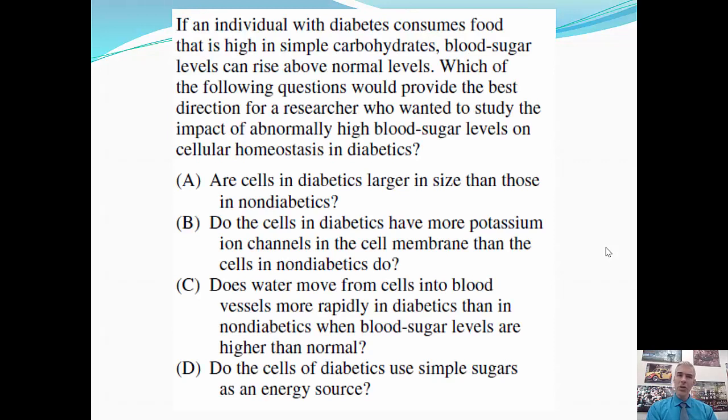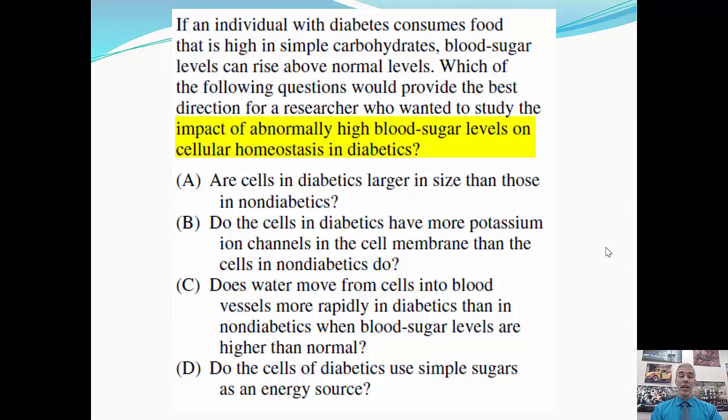All right, so here's a question that relates to water potential, even though it feels like it won't. This is trickier on the actual AP exam because you would have learned other things, in which we normally talk about diabetes through the scope of hormones and ligands, but this is going to relate to water potential or osmosis. If an individual with diabetes consumes sugar that is high in simple carbohydrates, blood sugar levels can rise above normal levels. Which of the following questions would provide the best direction for a researcher who wanted to study the impact of abnormally high blood sugar levels on cellular homeostasis in diabetics?